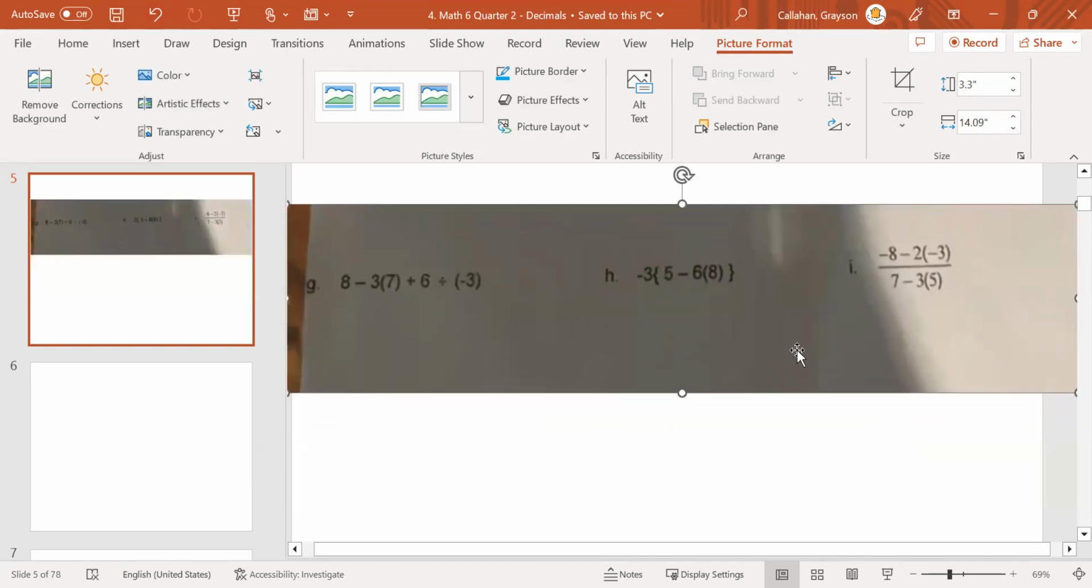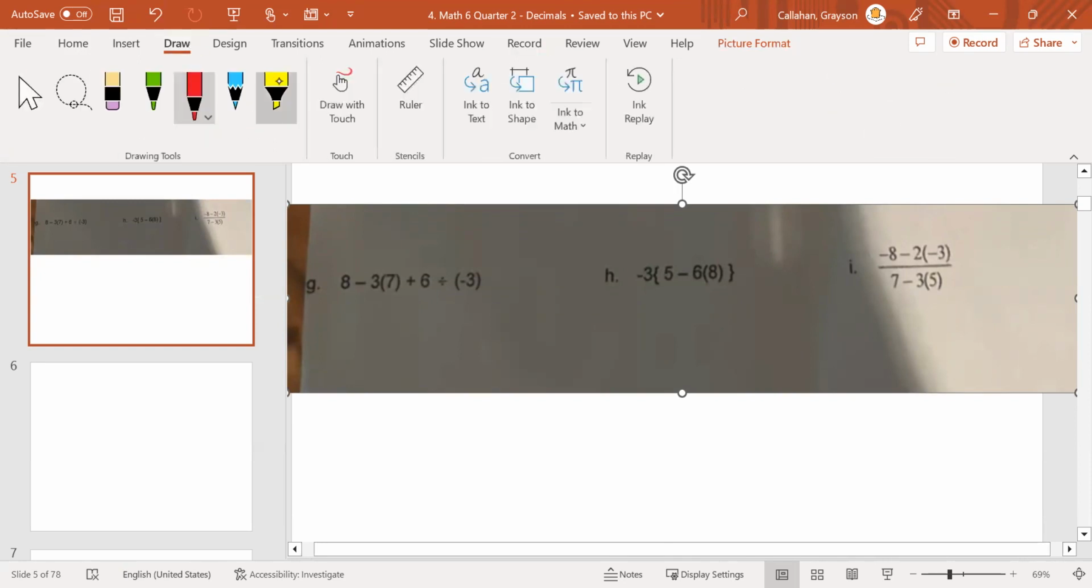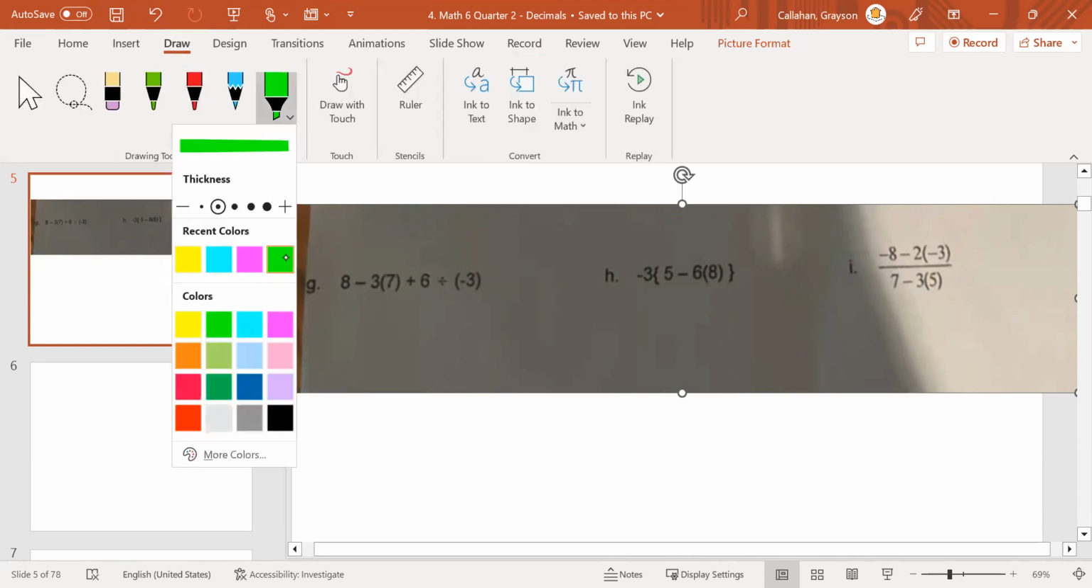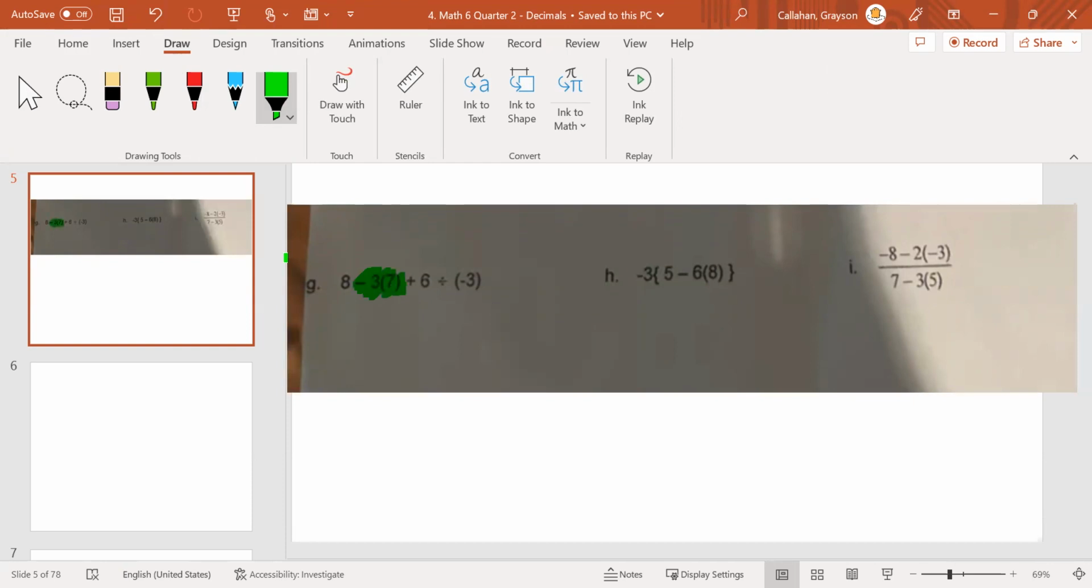Okay, so with this one for G, as I'm looking at this, the first thing I notice is there's a multiplication and division, right? But remember, it's whichever one is coming from left to right. So negative 3 times 8, I'm going to focus on that one first. That's a negative 24. And remember, I told you write everything else down. So 8 plus 6 divided by negative 3.